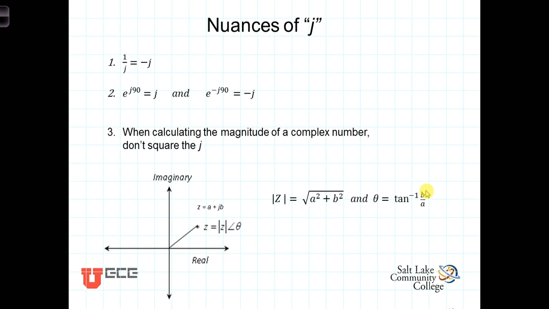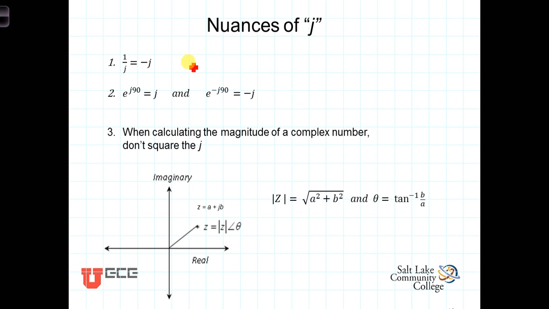There are some nuances of j that deserve a little bit of additional attention. We're going to be using j in complex quantities, complex exponentials extensively in electrical engineering. We need to be comfortable with a few of these things. For example, 1 over j is equal to negative j. How do we understand that?